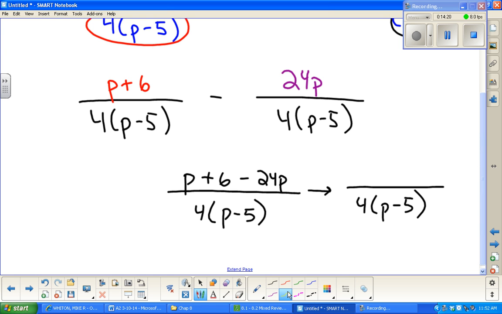Okay, if we have some like terms, we have 1p, we take away 24p. We would have negative 23p and a plus 6. And that would be your answer. We got the common denominator, we got the numerator simplified, and that is done.